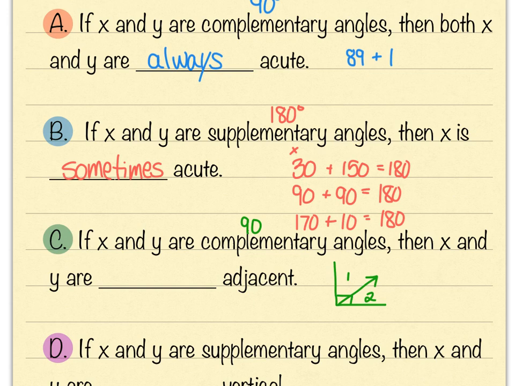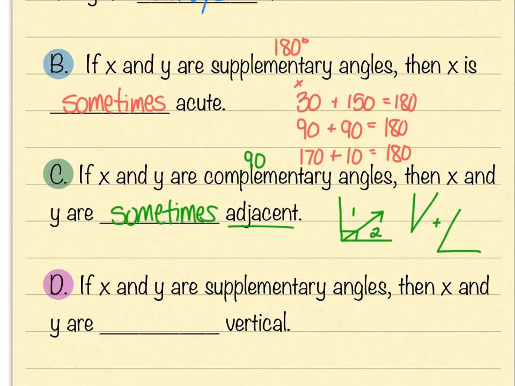However, we looked at examples when we did the previous problems where they don't have to be. I could have an angle that's 30 degrees, and then I could have an angle that's 60 degrees, and they don't have to be touching, because that's what adjacent means. They share that side. They don't have to be touching to be complementary. So this is going to be sometimes. They could be touching. They don't have to be touching.